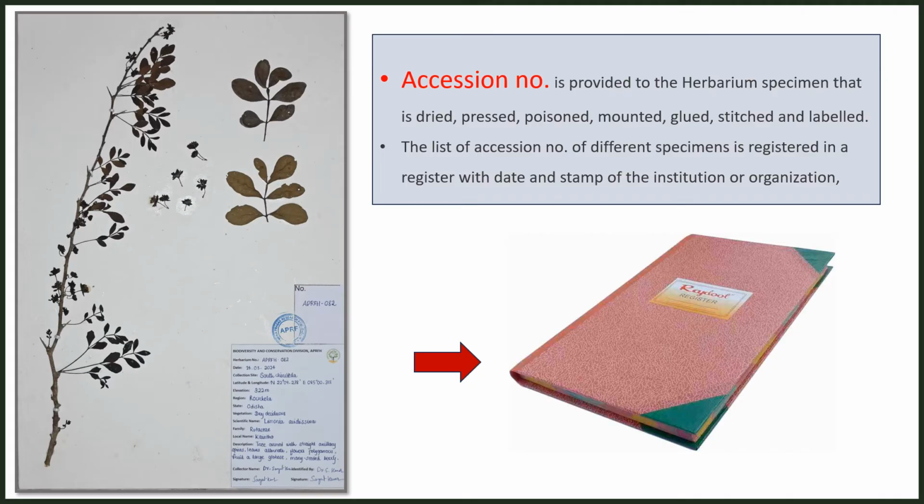An accession number is provided to a herbarium specimen which is dried, pressed, poisoned, mounted, glued, stitched and labeled. The list of accession numbers of different specimens is registered in a register with the date and stamp of the institution or organization. So you have to know the difference between the accession number and the voucher number. Earlier you'll find that we mentioned herbarium number instead of voucher number. So voucher number is equal to the voucher herbarium number.